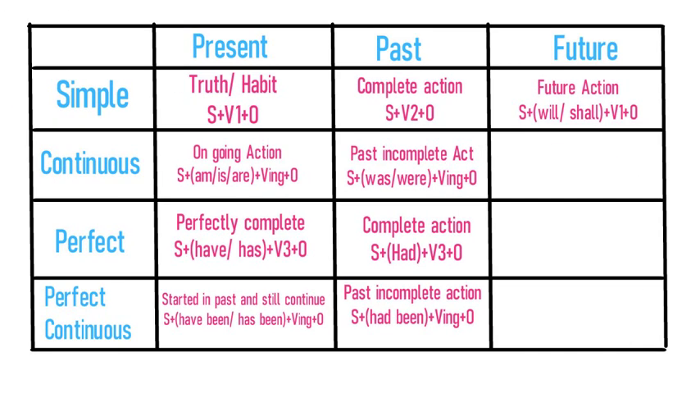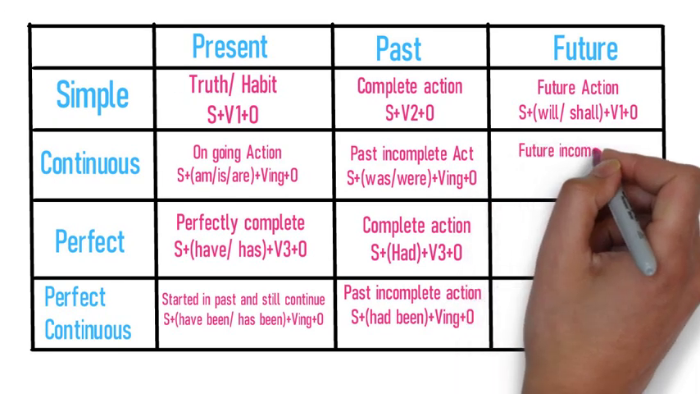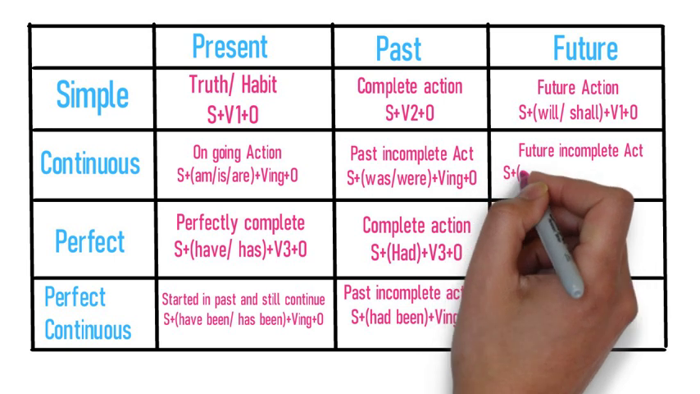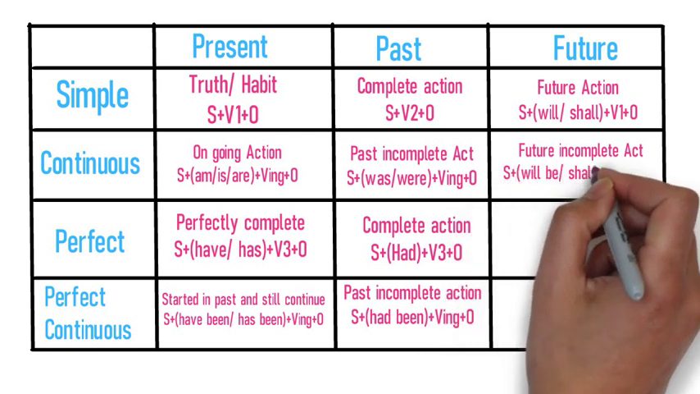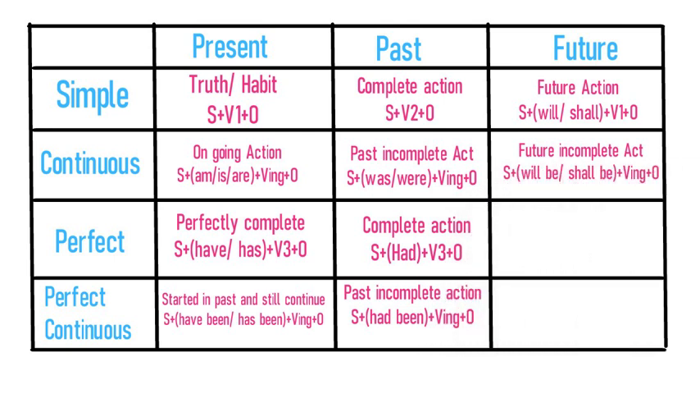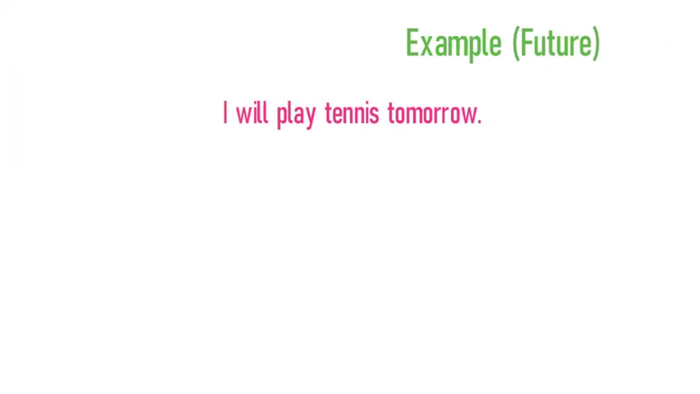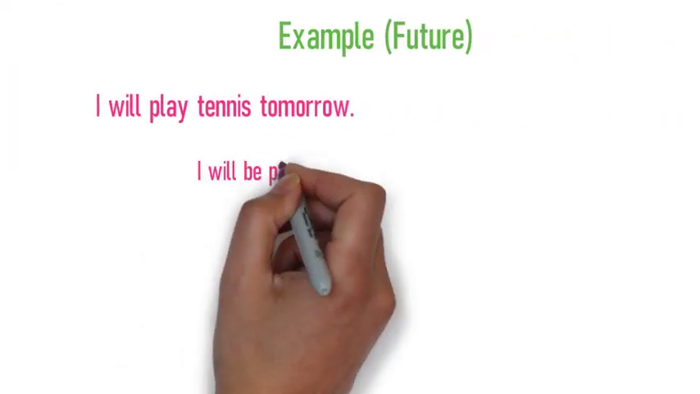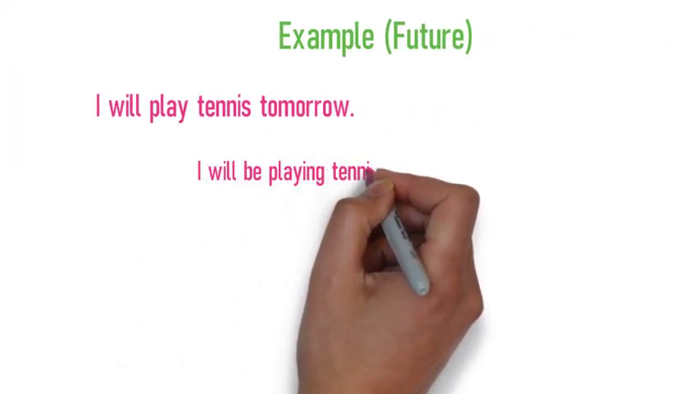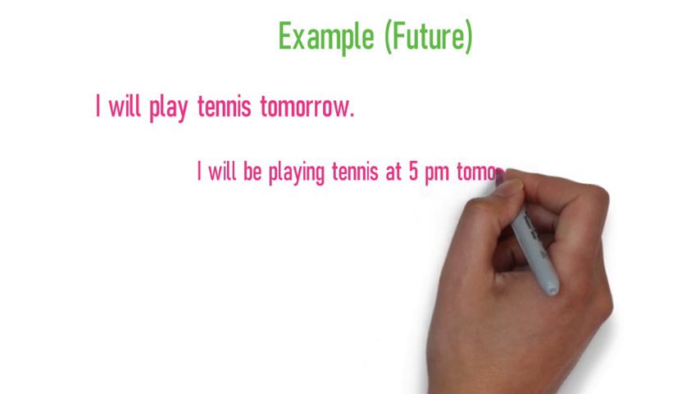Next we have the future continuous tense, that is a future incomplete action. The structure of future continuous tense is subject plus will be, shall be plus first form of verb plus ing plus object. For example, I will be playing tennis at 5 p.m. tomorrow.